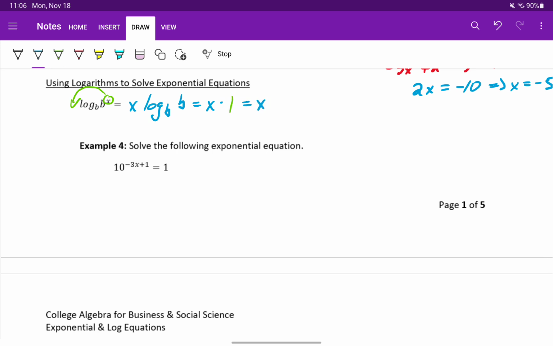1. So this expression is going to be equal to x, meaning we can use logarithms to cancel out exponential equations and get something simpler to work with.